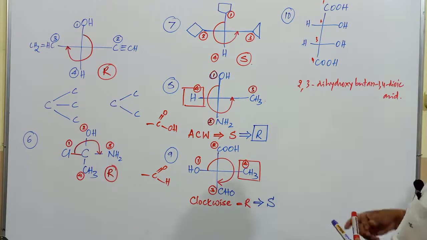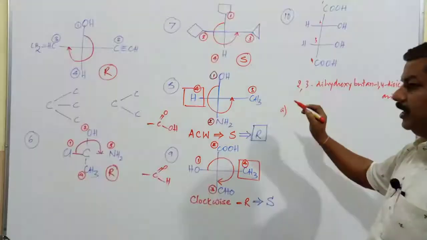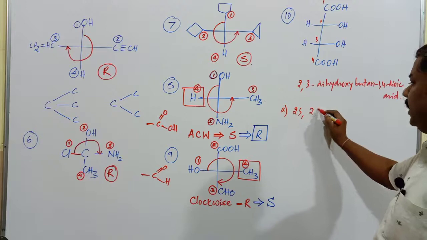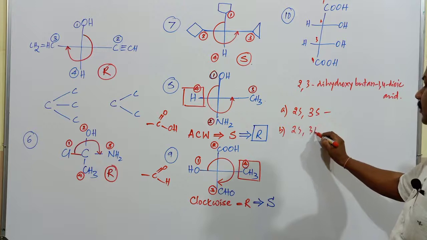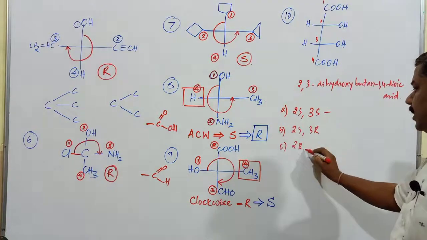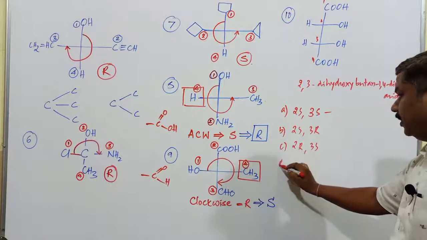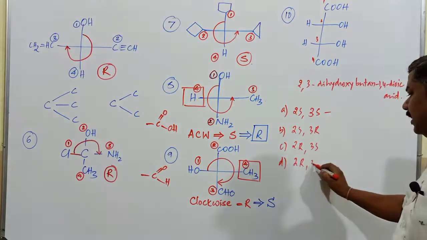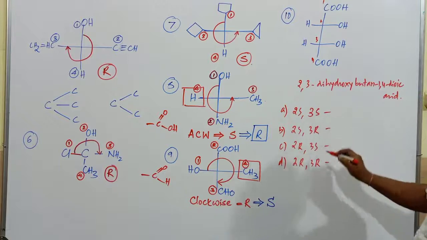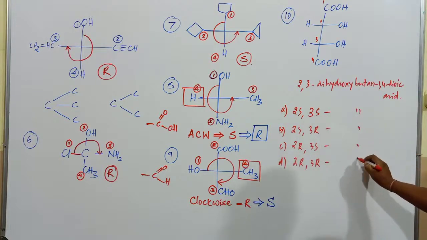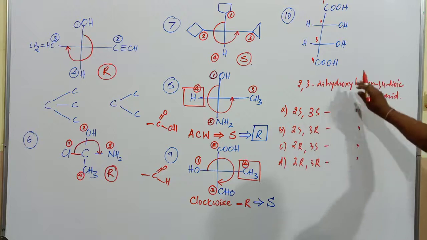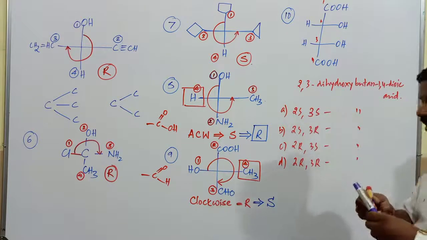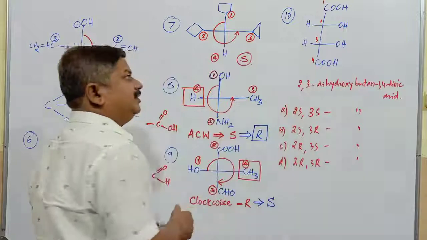This is the IUPAC name, but in examination, first option will be 2S3S with the same name. Second option 2S3R. Third one 2R and 3S. Fourth one, D option, it is 2R3R. Like different types of options will be there. Along with each of these, the same name will be there: 2S, 3S, 2,3 dihydroxy butane 1,4 dioic acid; 2S, 3R, 2,3 dihydroxy butane 1,4 dioic acid. Like that, same. Which of the following options is going to be correct with respect to this particular compound?